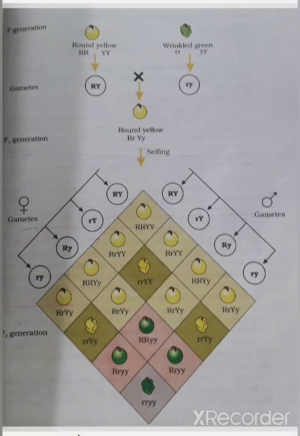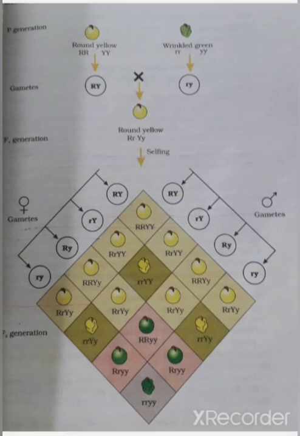In that F2, 4 types of plants are formed. 2 are parental like, that is the round yellow, wrinkled green. They are called the parental combinations. Other 2 are the recombinant type, that is the round green and wrinkled yellow. In the F2 generation, 4 types of plants are formed. 2 resemble their parental combination, 2 are the new type combination, that is the recombinant type. This round green and wrinkled yellow are the recombinant type.